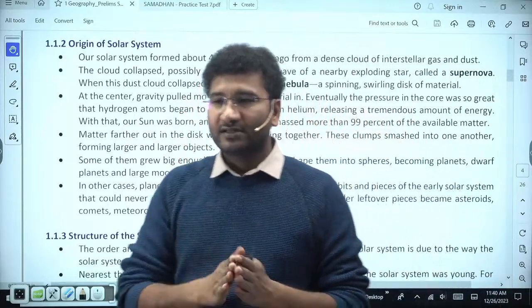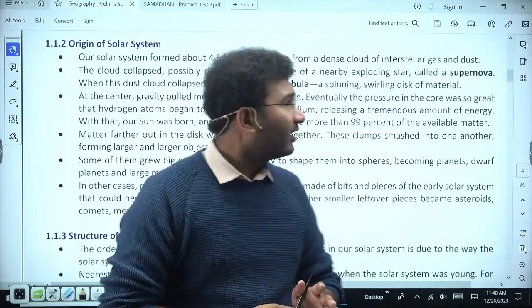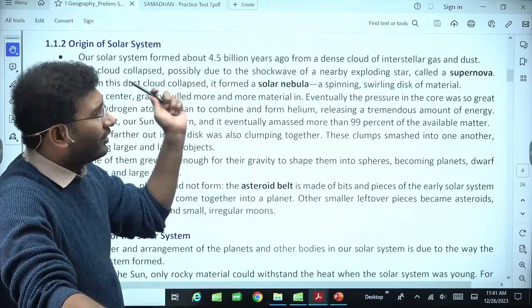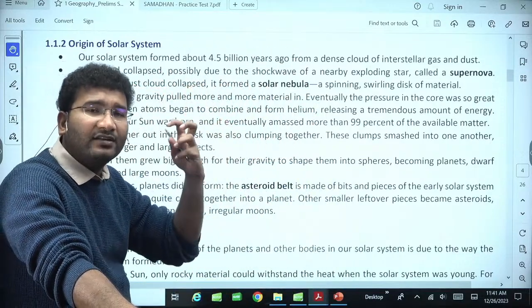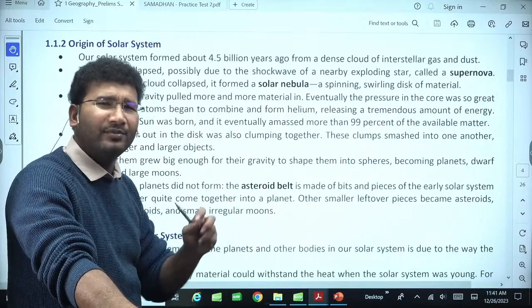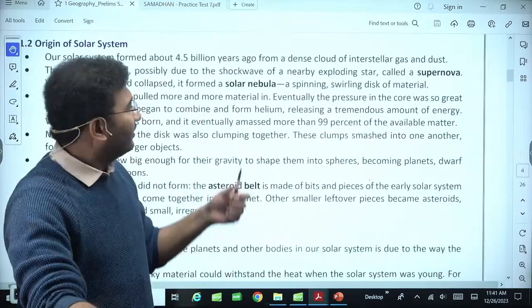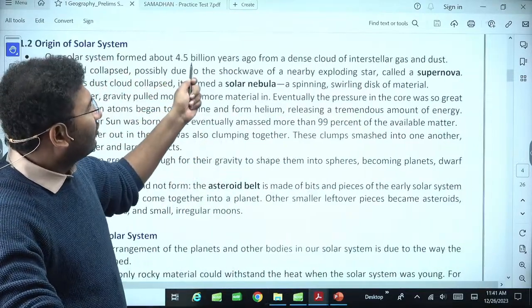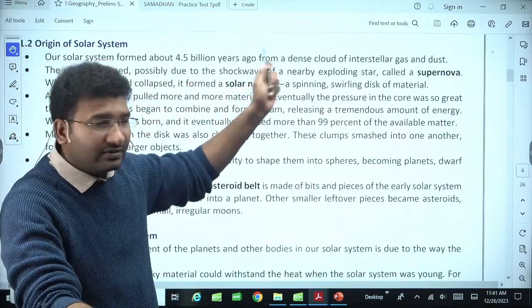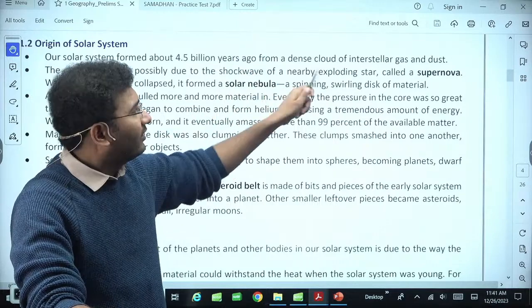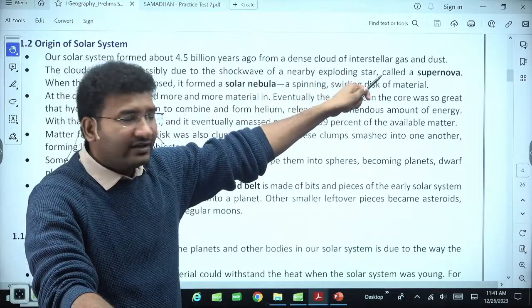Origin of the solar system is through the Big Bang theory. Now when did it happen? It happened near about 13.56 billion years ago. Now when did the formation of the earth take place? The Earth formed around 4.5 billion years ago. See here, it formed around 4.5 billion years ago. This is the formation of the earth, with a dense cloud of interstellar gas and dust.